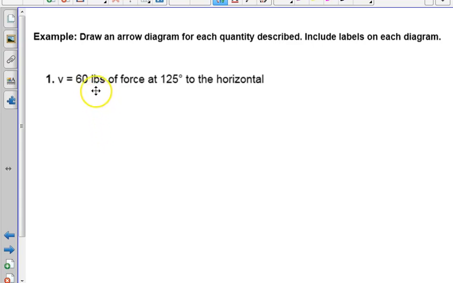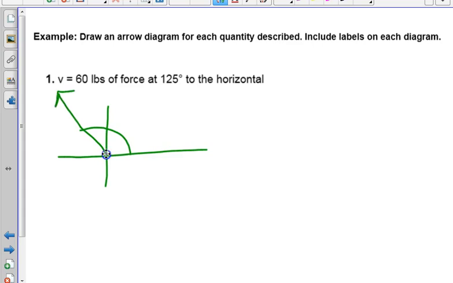Number 1 here says 60 pounds of force at 125 degrees to the horizontal. So we could just say we're going this way. Theta is 125 degrees, and label this vector quantity as 60 pounds of force, and we're good. We're going to come back to this question in a minute and write the components, but for now, that's all they wanted us to do. Any questions?